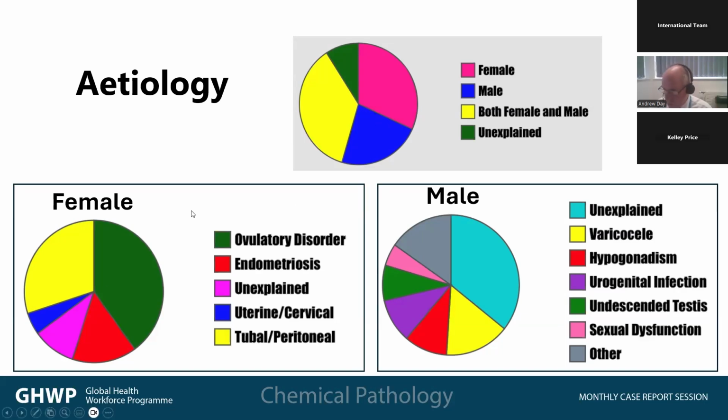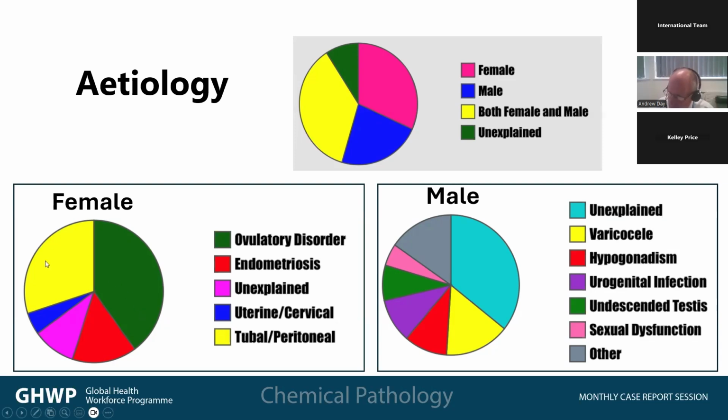When we look at the different causes that are present in females and males, there are some interesting differences. And in particular, you'll notice that in females, the largest group of causes is the ovulatory disorders. So those are the ones we're going to focus on this afternoon: endocrine causes and other metabolic causes of ovarian dysfunction.